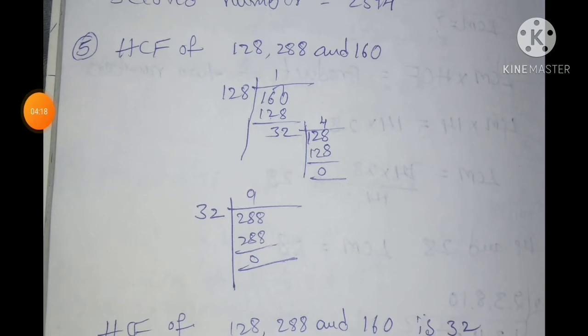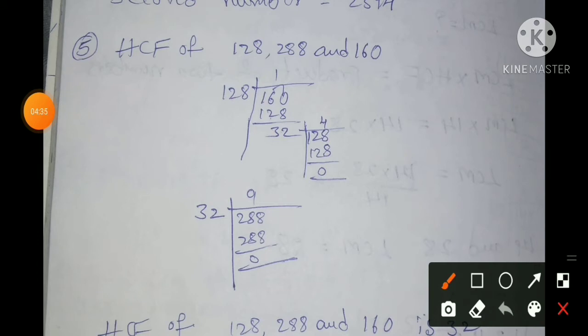Next question. HCF of 128, 288 and 160 is. So here I am going to use the division method to find the HCF. First of all, we should take the smallest two numbers, that is 128 and 160. I am dividing 160 with 128. So here is the division. 128 ones are 128, 32 remainder.